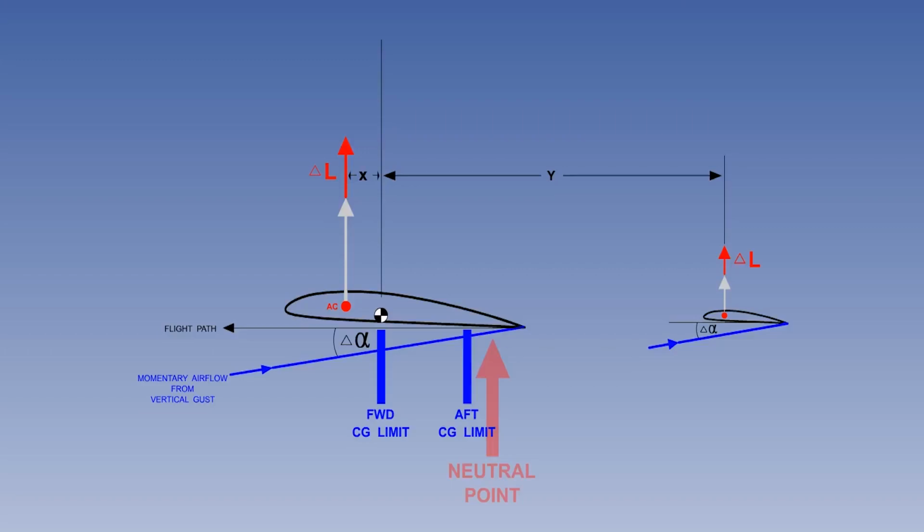The forward CG limit will give maximum longitudinal static stability and guarantees minimum acceptable maneuverability and maximum acceptable stick forces. The aft CG limit will give minimum acceptable longitudinal static stability and gives maximum maneuverability and minimum acceptable stick forces.